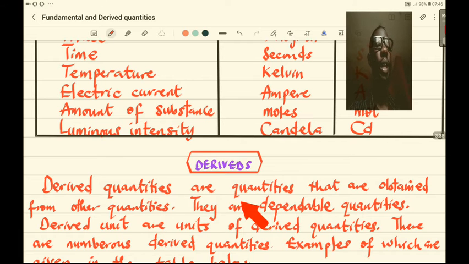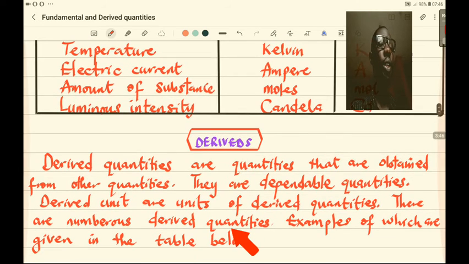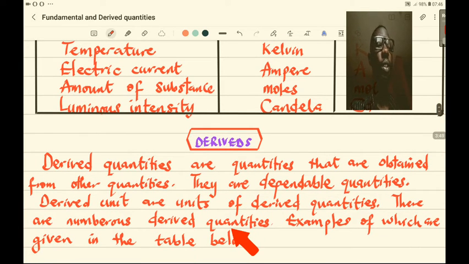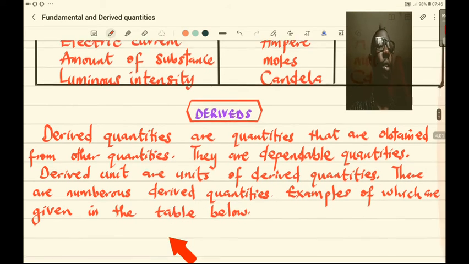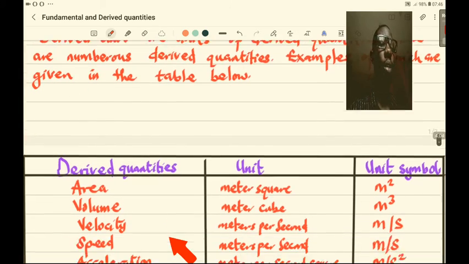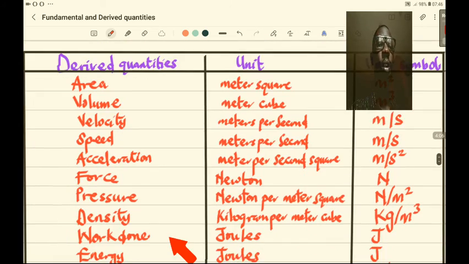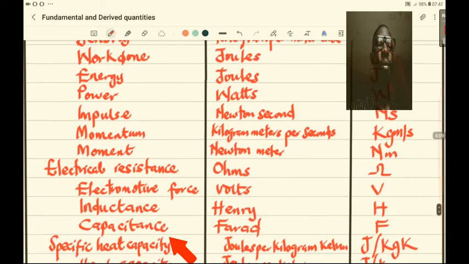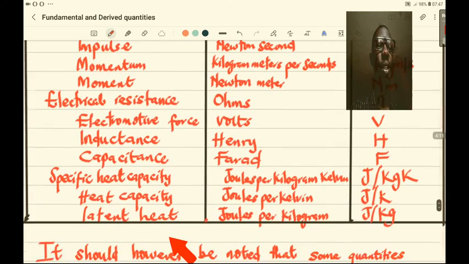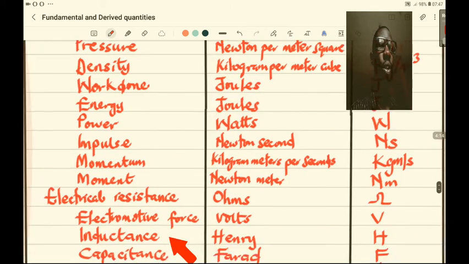Derived units are units of derived quantities. Like we have in the fundamental quantities where they have their own units, derived quantities have their own units as well. We said there are numerous derived quantities, so there are many. Examples of which are given in the table below. I have been counting, more than 10, 15 and above, like 21 or so in the table.